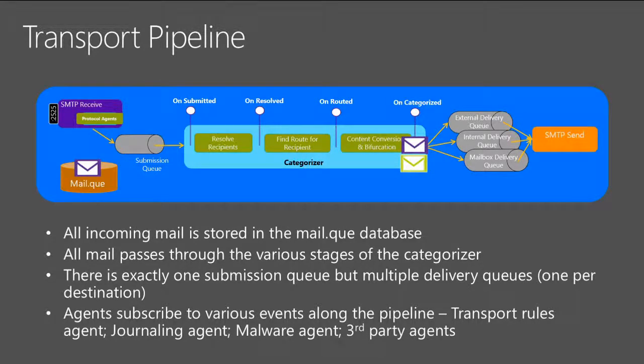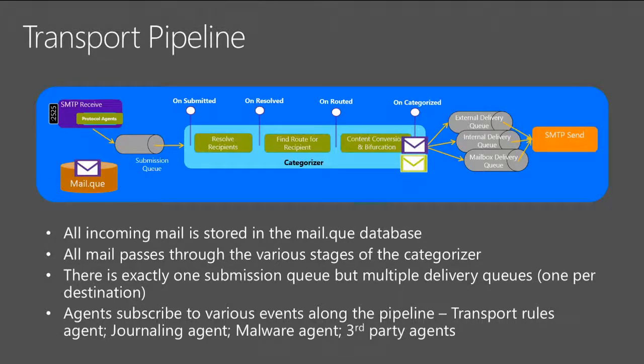Now, one thing to keep in mind is we only had one submission queue, but we have many delivery queues. Okay, these delivery queues, there's a delivery queue per destination. So if mail is going out to Yahoo, you will see a delivery queue for Yahoo. If it's going out to Gmail. If it's going out to mailboxes, you'll have different queues, depending on which database, because a mailbox server can have multiple databases. Depending on which database it's going to, you will see a different delivery queue per database.